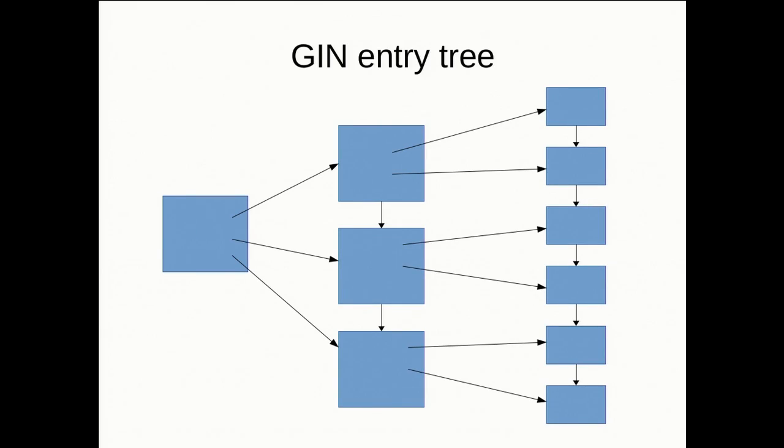So this is what the GIN tree, the entry tree as it's called, looks like. It looks like a B-tree because it is a B-tree. There are some minor differences. We don't have the back pointers, only the forward pointers in these pages, so you can't do a backward scan from a GIN index. We've never needed that, although there's no theoretical reason why you couldn't implement it. But it works similarly to the normal B-tree, although the code is completely different. It's a completely separate implementation from the normal B-tree, but it's a B-tree nevertheless.